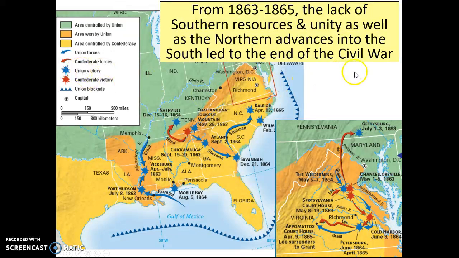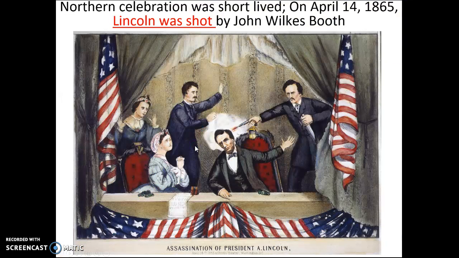So why does the South lose? The lack of Southern resources because of this blockade. There are no more foreign goods coming into the South because of that, so they're really starving out, as well as the North's ability to blockade these ports to fulfill that Anaconda plan, and also because of their ability to get into the South and overcome any advantages or advances that the South had.